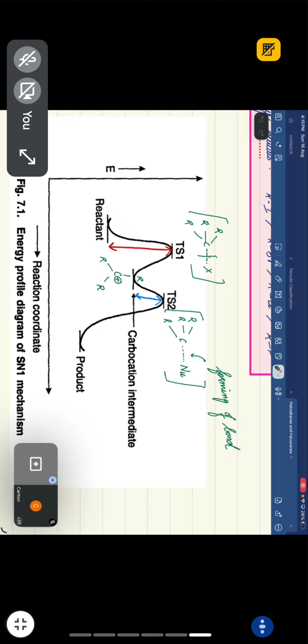First transition state will be leaving of the halogen. Second transition state will be where the nucleophile tries to attack your carbon. Therefore, you end up getting two transition states.